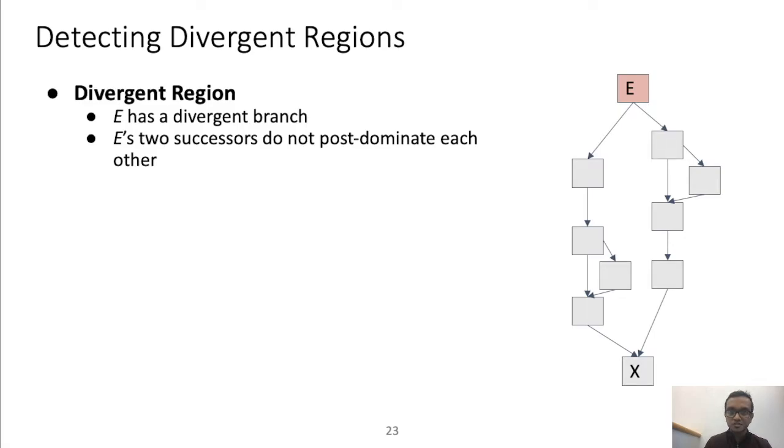A divergent region is a control flow region that has two properties. First, the region entry must have a divergent branch. To decide if a branch is divergent or not, one can use divergence analysis. The second property of a divergent region is the two successors of the entry block must not post-dominate each other.